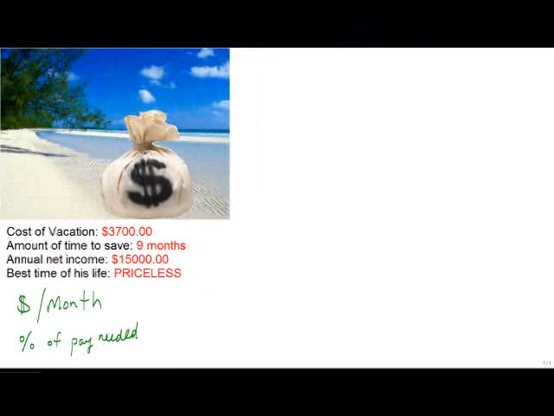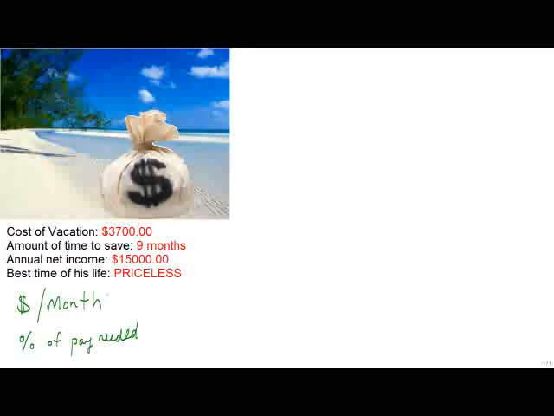So we're going to calculate two things here. The first, we're going to determine how much money per month that we need to save to go on this trip, and what is the percentage of our pay needed to go on this trip. So we're just going to have a look at how much percent of our actual income we're going to have to save in order to hit the sandy beach.